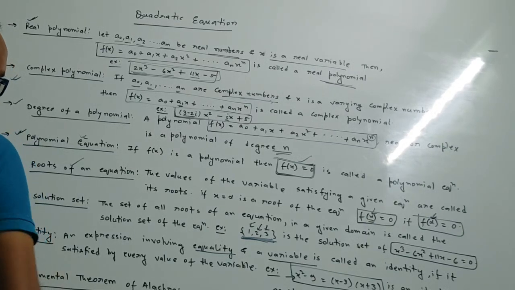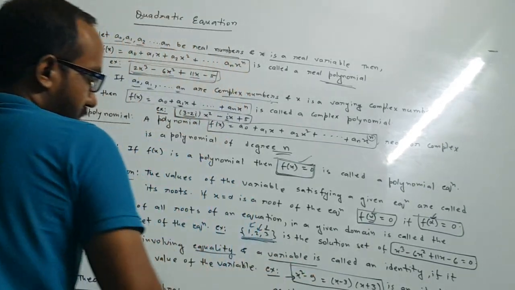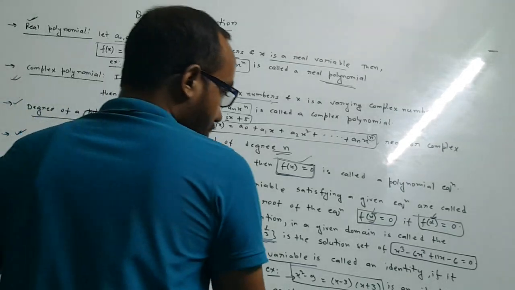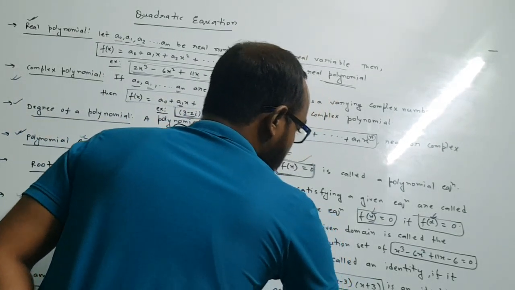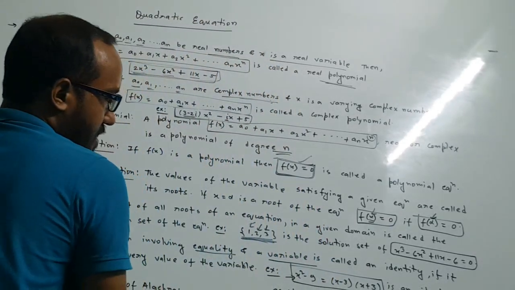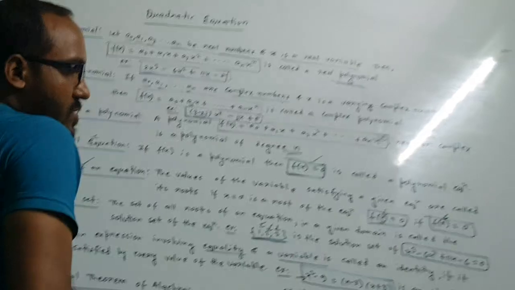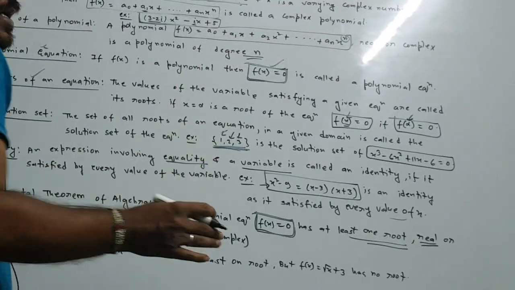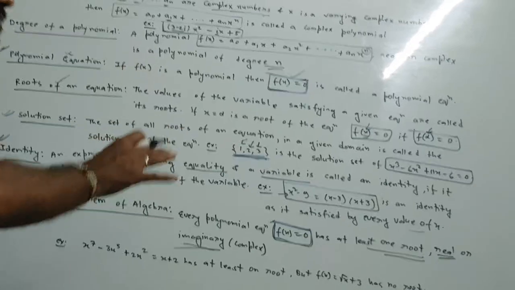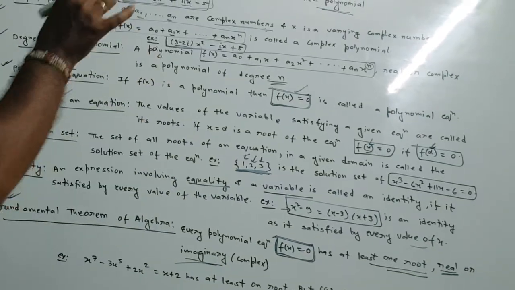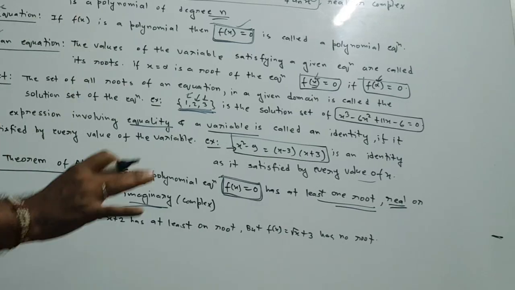Now what is the fundamental theorem of algebra? Every polynomial equation, that is, let us say f(x) equals 0 is a polynomial equation, has at least one root. That root can be real or imaginary. So every polynomial f(x) equals 0 should have at least one root that is real or imaginary.